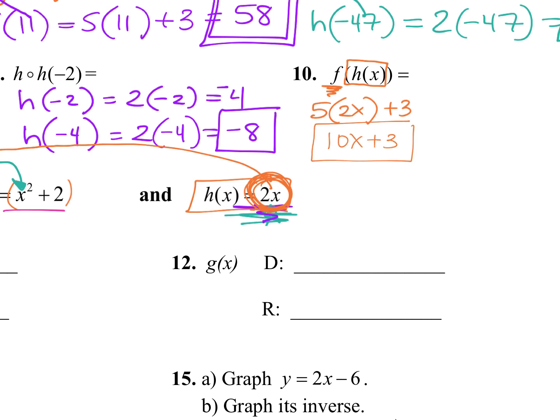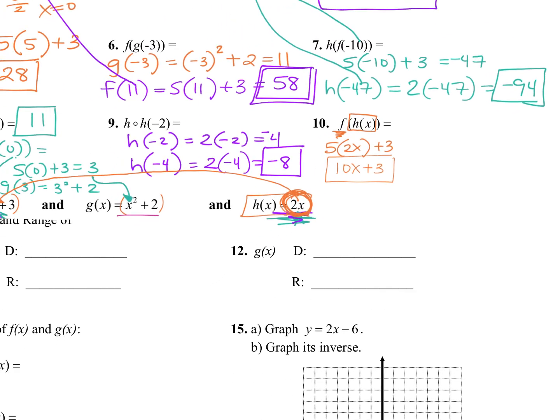Okay, so don't let the variable freak you out. Essentially what you do is you take the inside function, and you take that whole function and drop it in place of x in the other function. Okay? Okay. Any questions so far?